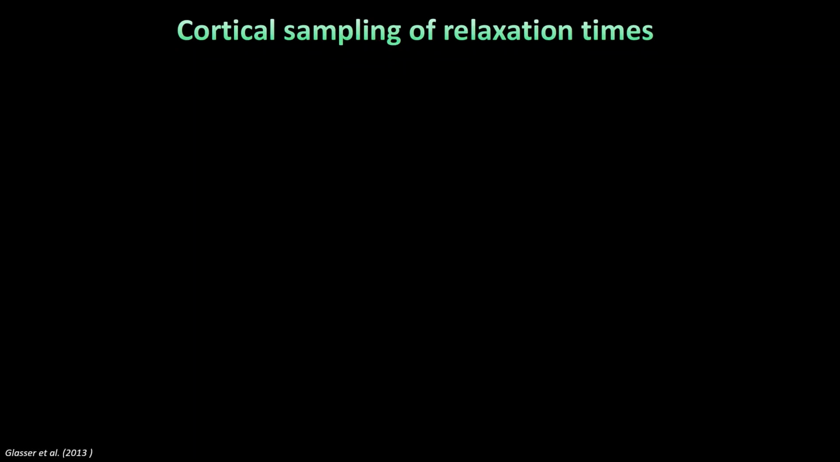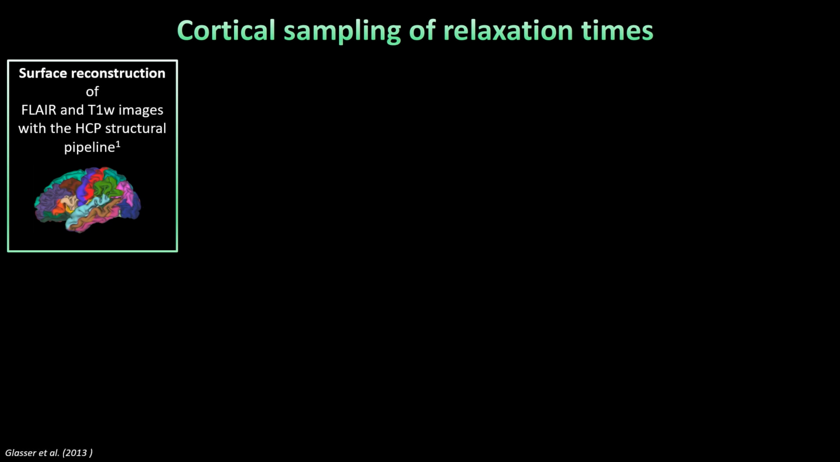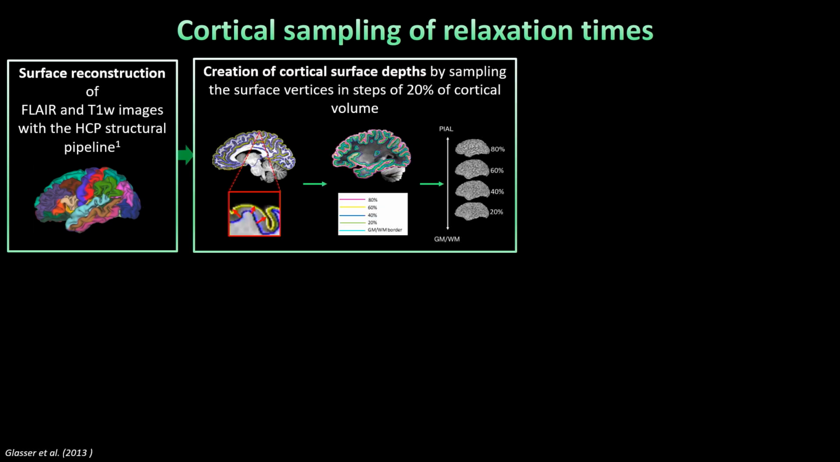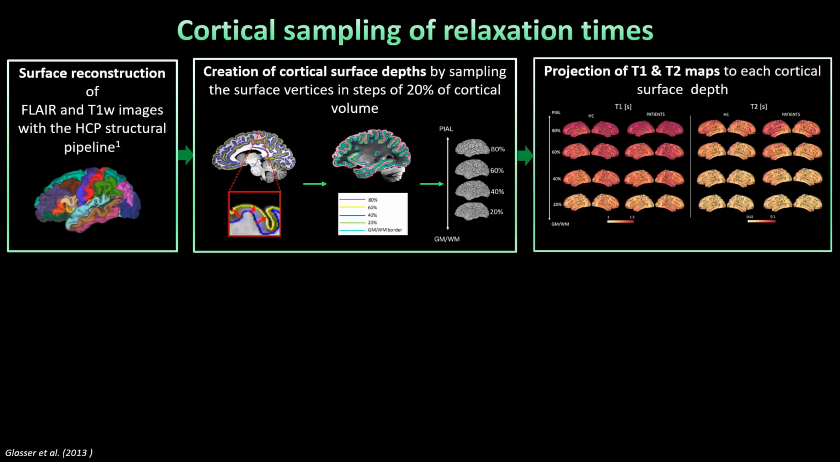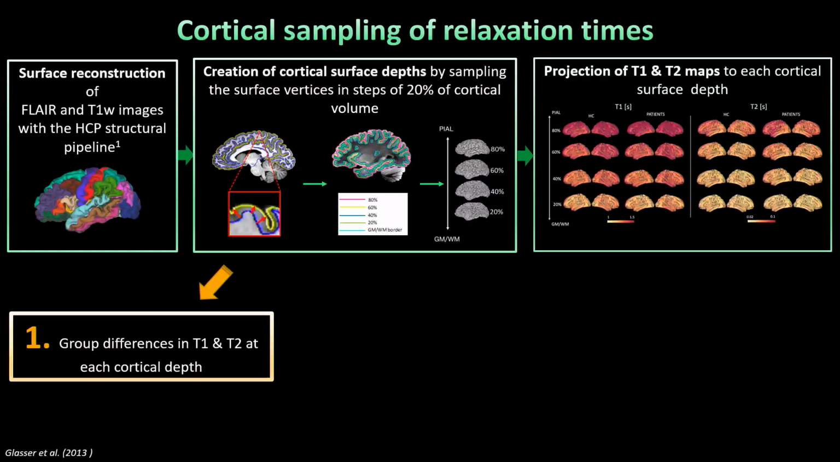We then went on to perform cortical sampling of these relaxation times, and to do this we first performed surface reconstruction of FLAIR and T1-weighted images, using the HCP structural pipeline. We then created a series of cortical surface depths by sampling the surface vertices in steps of 20% of cortical volume. This in turn allowed us to project our T1 and T2 maps to each of the cortical surface depths we created, and to answer 3 main questions.